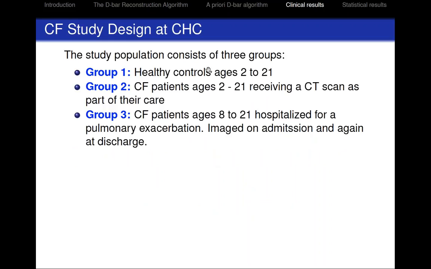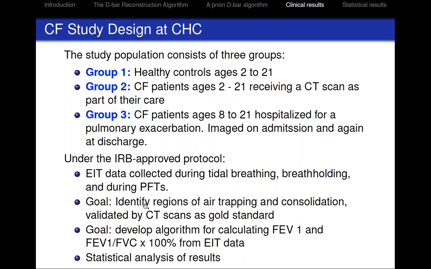Okay, so we did this for various groups in our study. Group 1 consists of healthy control subjects, ages 2 to 21. Group 2 were CF patients, ages 2 to 21, who were receiving a CT scan as part of their standard of care. And then group 3 are CF patients between the ages of 8 to 21. We chose those ages because patients over age 8 do spirometry. Younger ones don't. They don't have the skill to cooperate well with that. And these patients were hospitalized for pulmonary exacerbation, which is things like a lung infection. So we imaged them on admission and again at discharge. We collected data during tidal breathing, breath holding, and PFTs, looking for regions of air trapping and consolidation, developing an algorithm for calculating the FEV1% FVC, and doing a statistical analysis of the results.